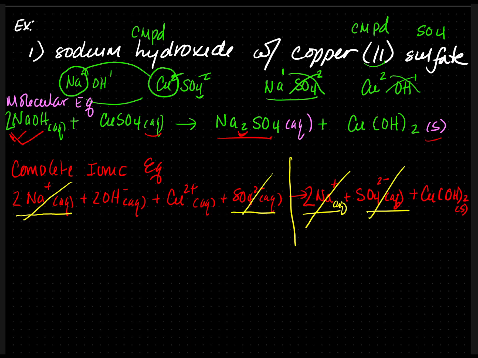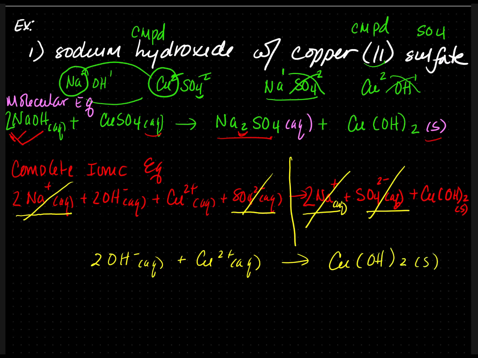So what we have left over is 2OH minus AQ plus Cu2 plus AQ yields Cu(OH)2 solid. So we have 2 OHs on the left side, 2 OHs on the right side, 1 Cu and 1 Cu. So the equations balance. This is called the net ionic equation. Net ionic equation are the ions, elements, and compounds that are involved in the reaction.